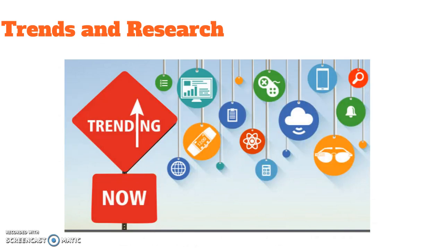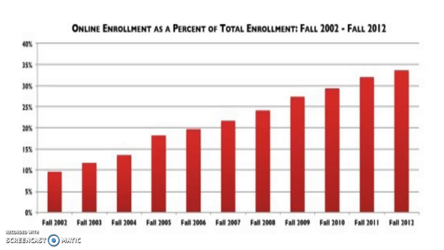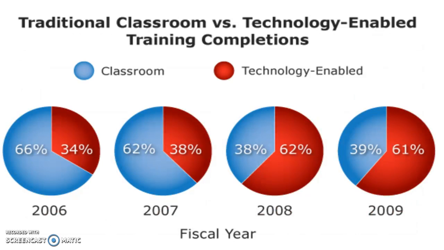Researchers are continuing to collect data regarding online learning, but it is offered in all 50 states and it is continuing to grow in popularity. This graph also shows that there's been an upward trend from fall 2002 to fall 2012, and overall it's a steady increase. As traditional classroom training percentages decrease, the online enrollment continues to rise overall.